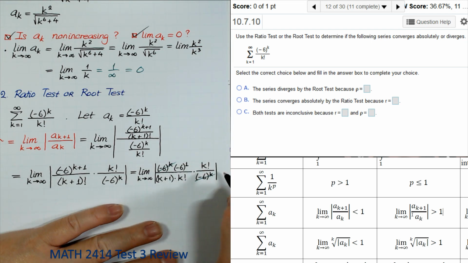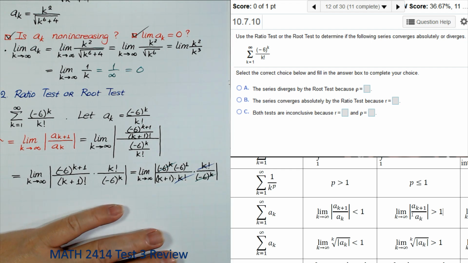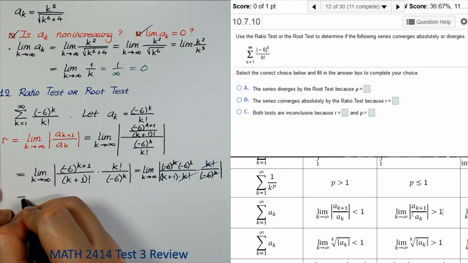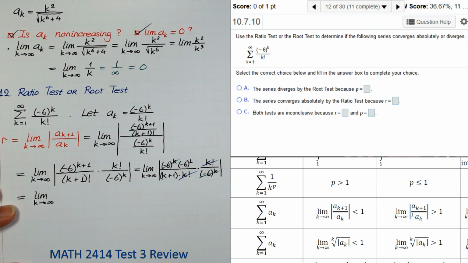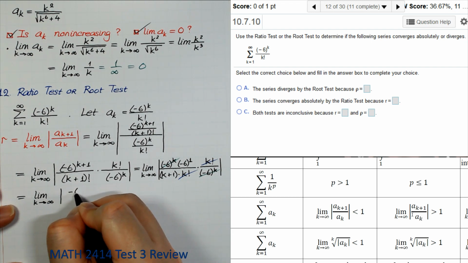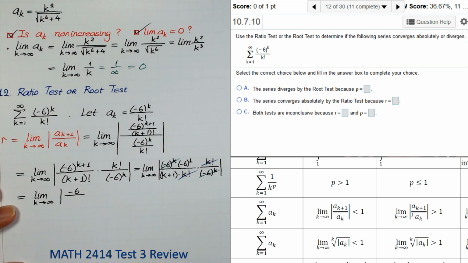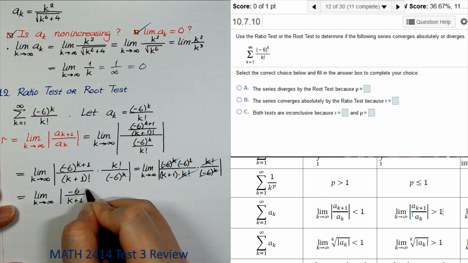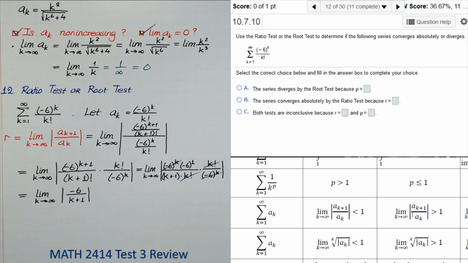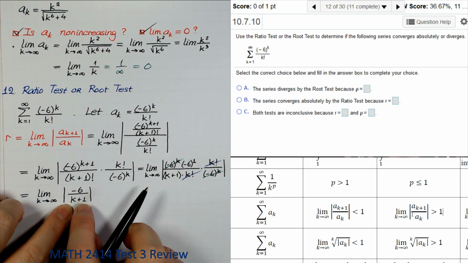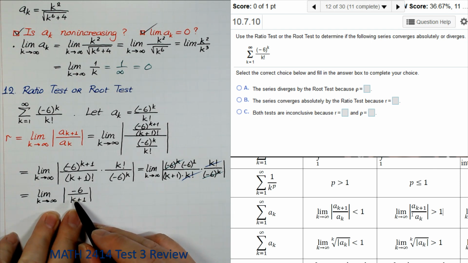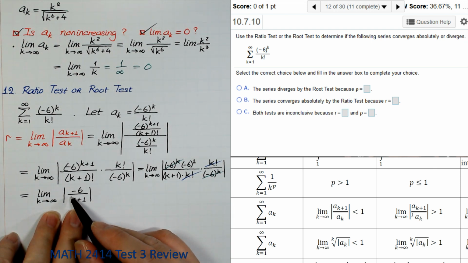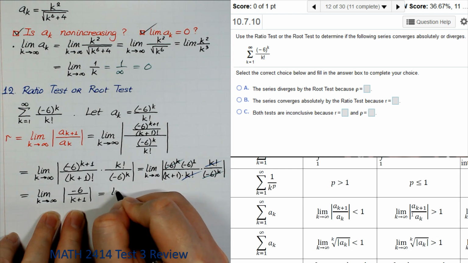Negative 6 to the k power cancels out. K factorial and k factorial cancel out. And so what's left? Negative 6 and k plus 1, still with absolute values though. With the absolute values, negative or positive doesn't matter, right?